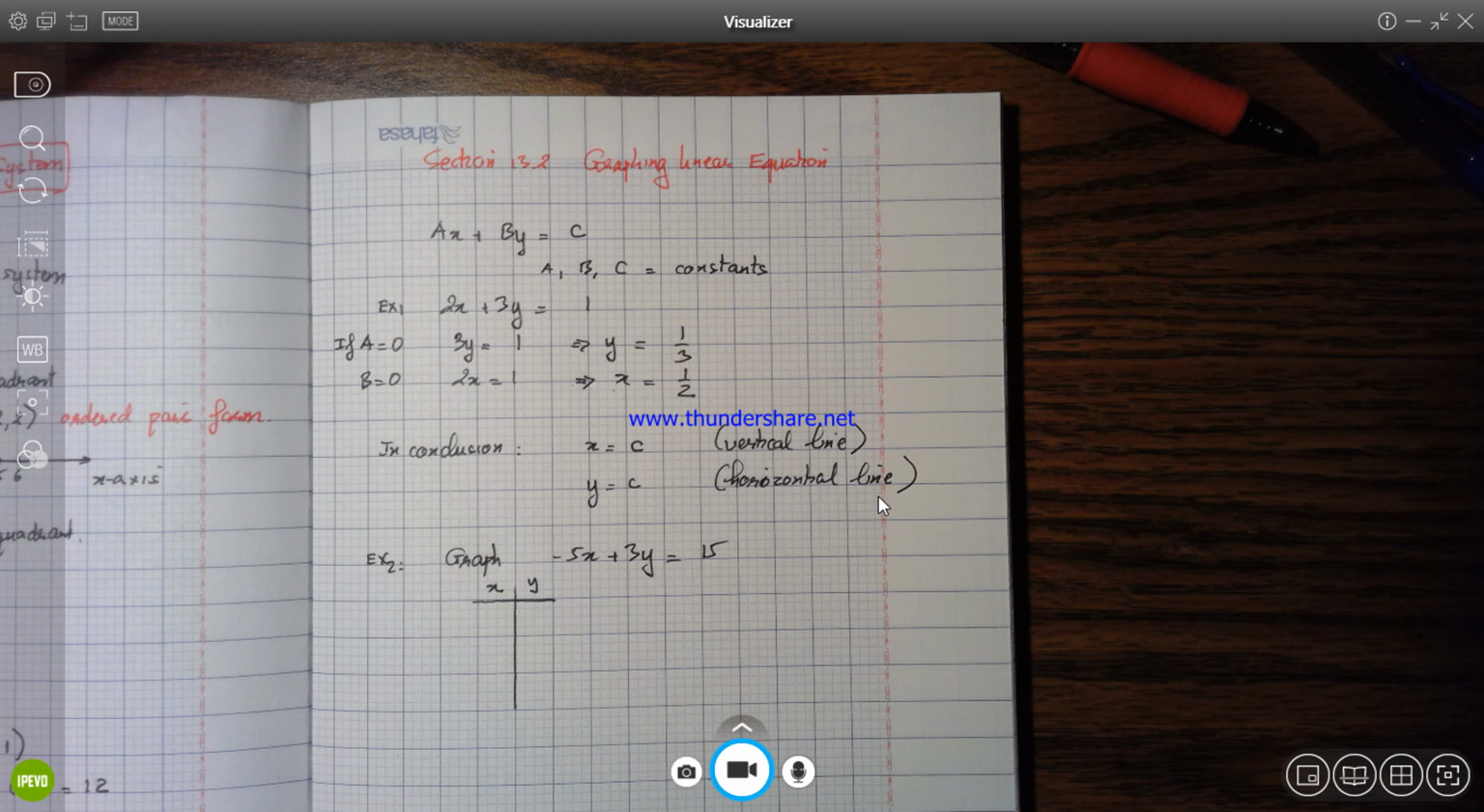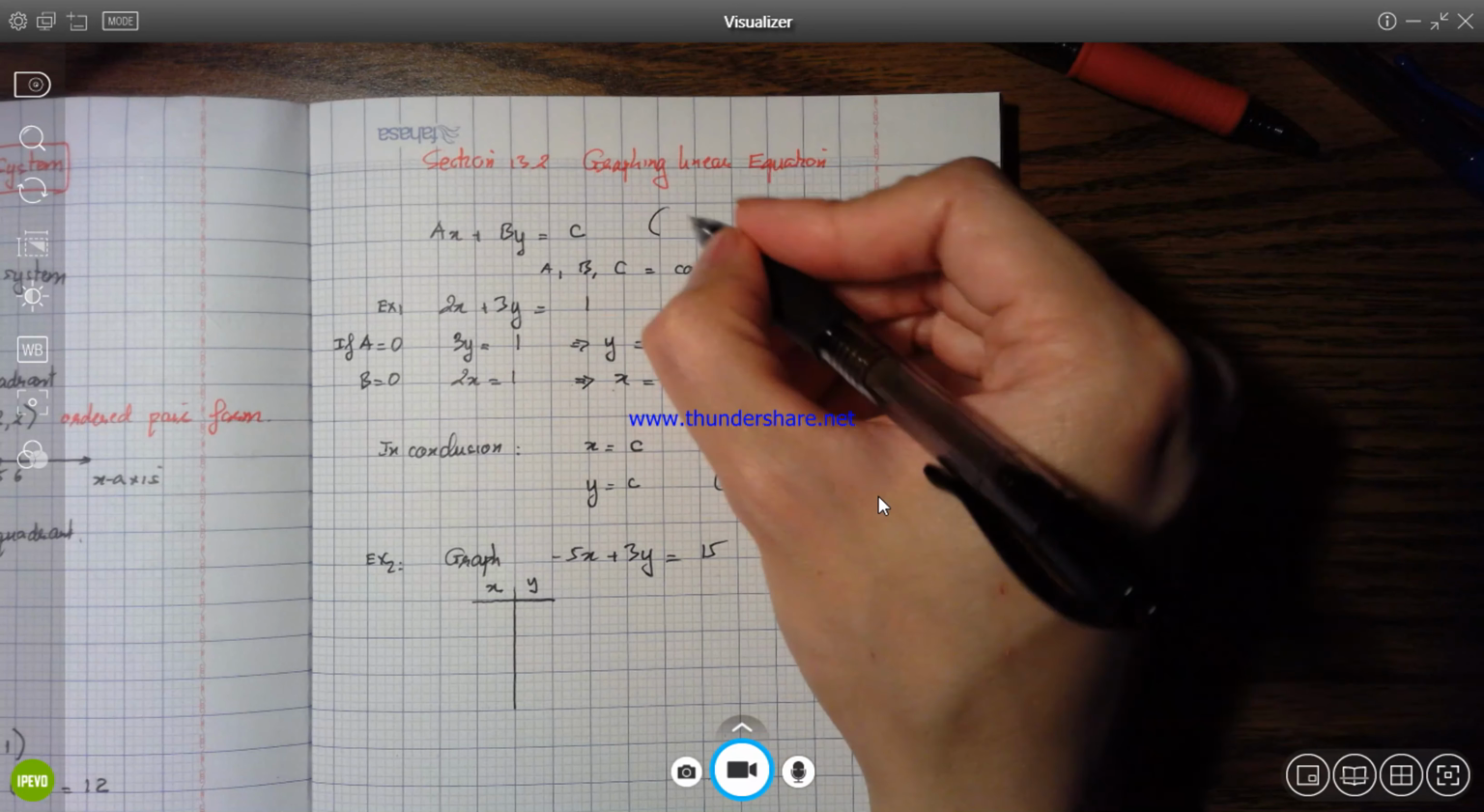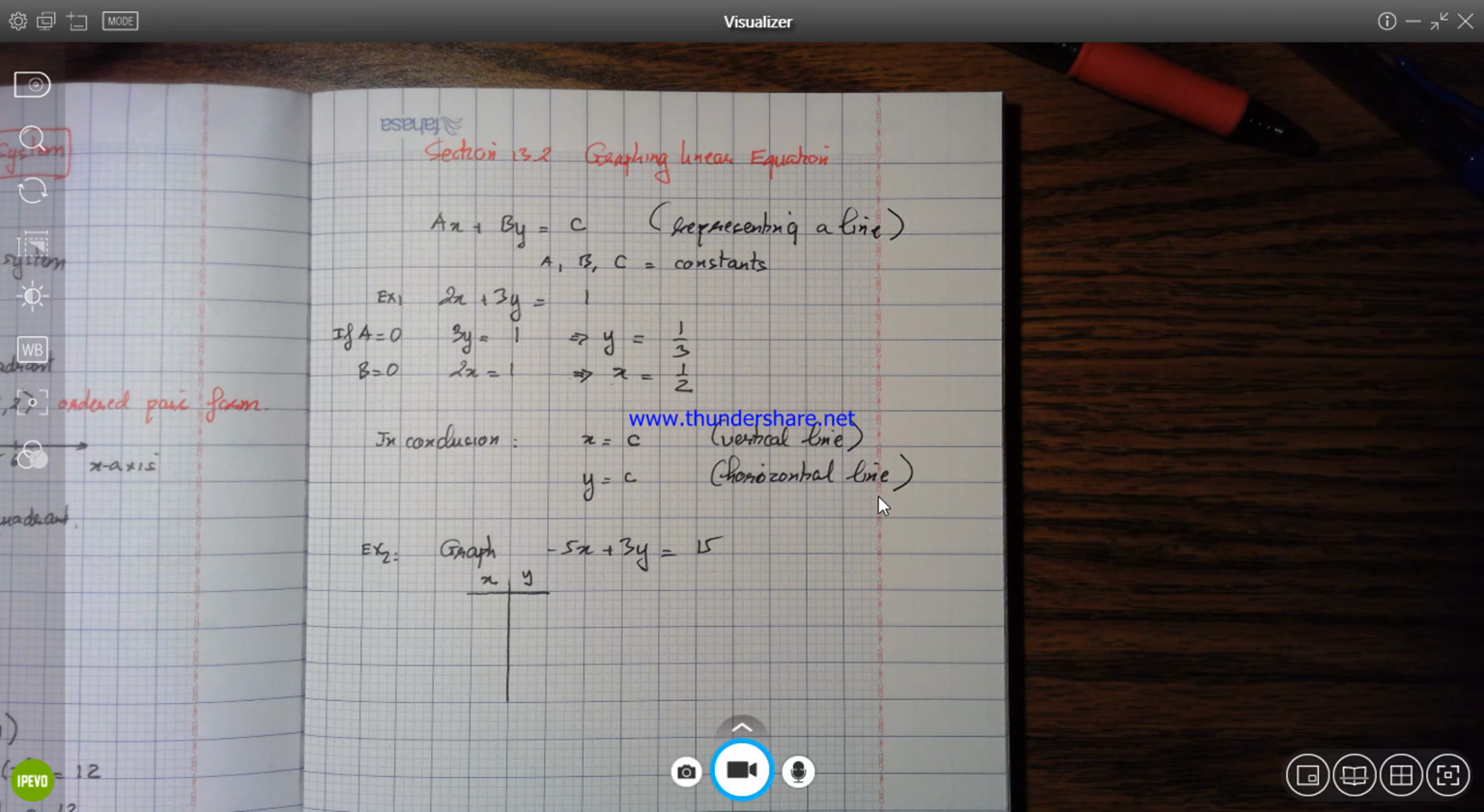To graph, we get the points and connect them, and we know that this equation represents a line. Remember, when we graph a line, as long as we have 2 points, we can get the line. So actually, you don't need more than 2 points at all, but it's good if you have more points, then your line will be more accurate.